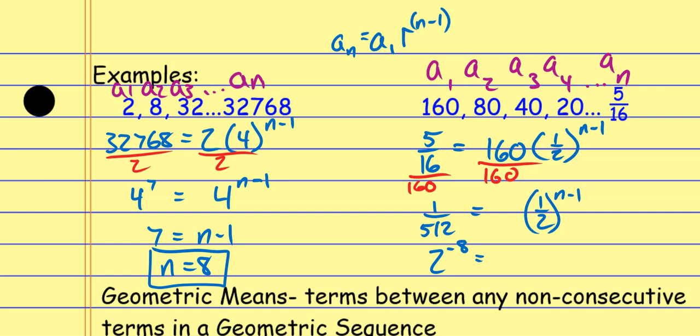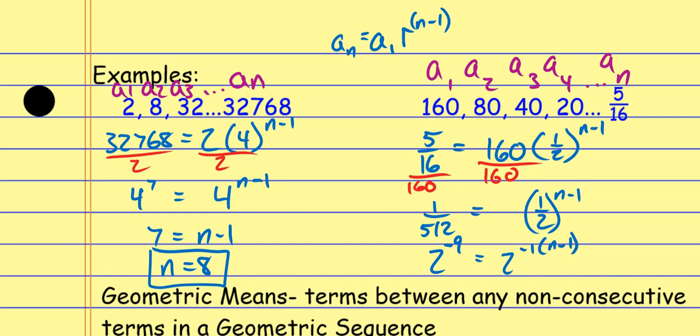Oh, sorry. No, it's not 2 to the 8th. It's 2 to the 9th power. I guessed wrong. I'm ashamed of myself. So this is going to be 2 to the negative 9th power equals 2 to the negative 1st power in terms of the n minus 1.